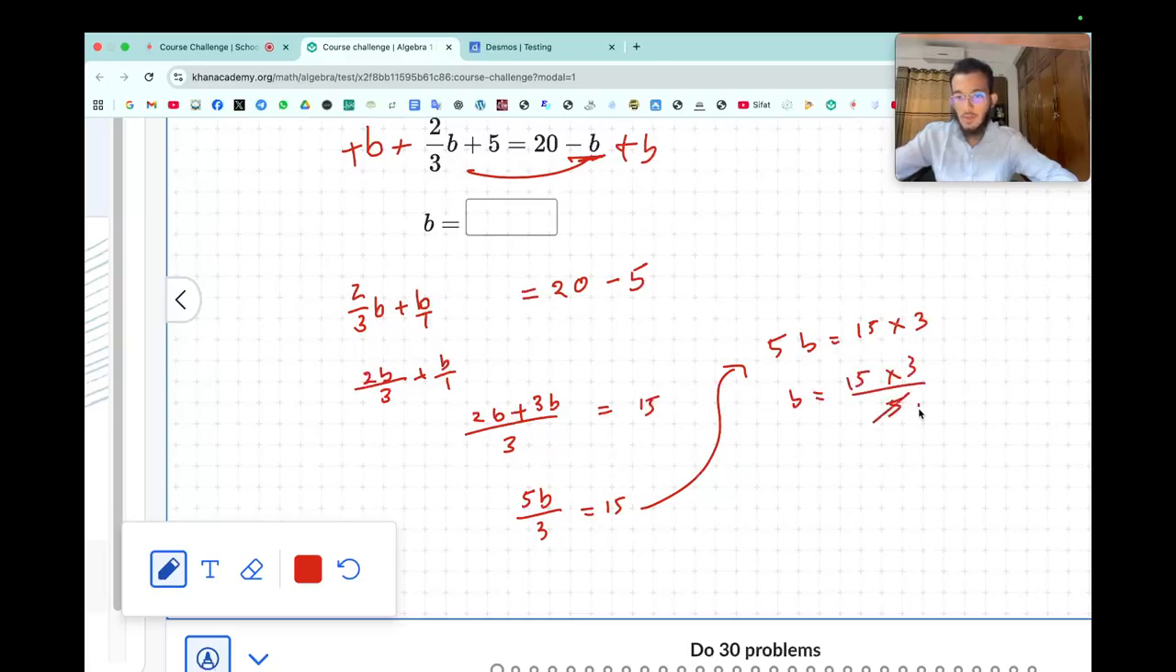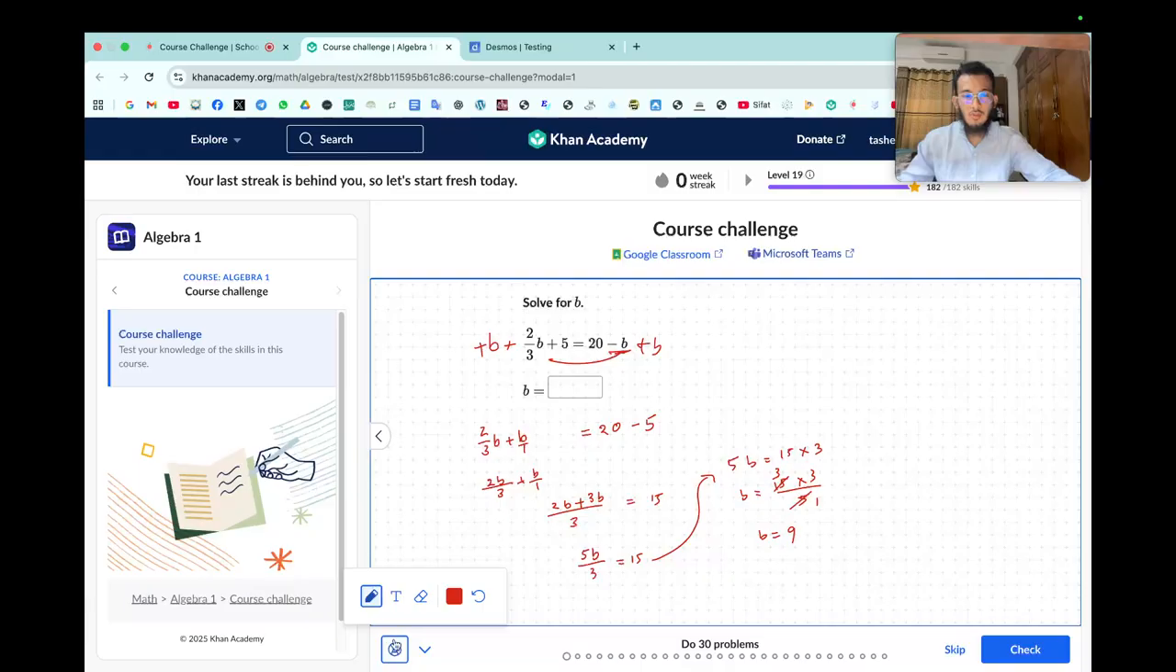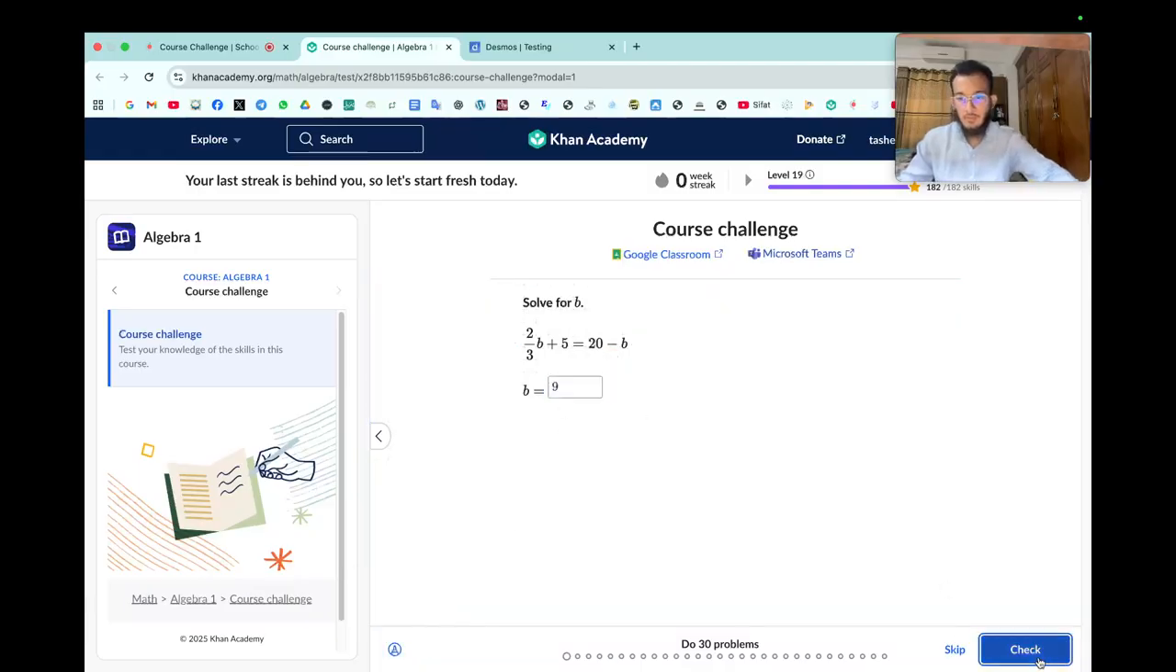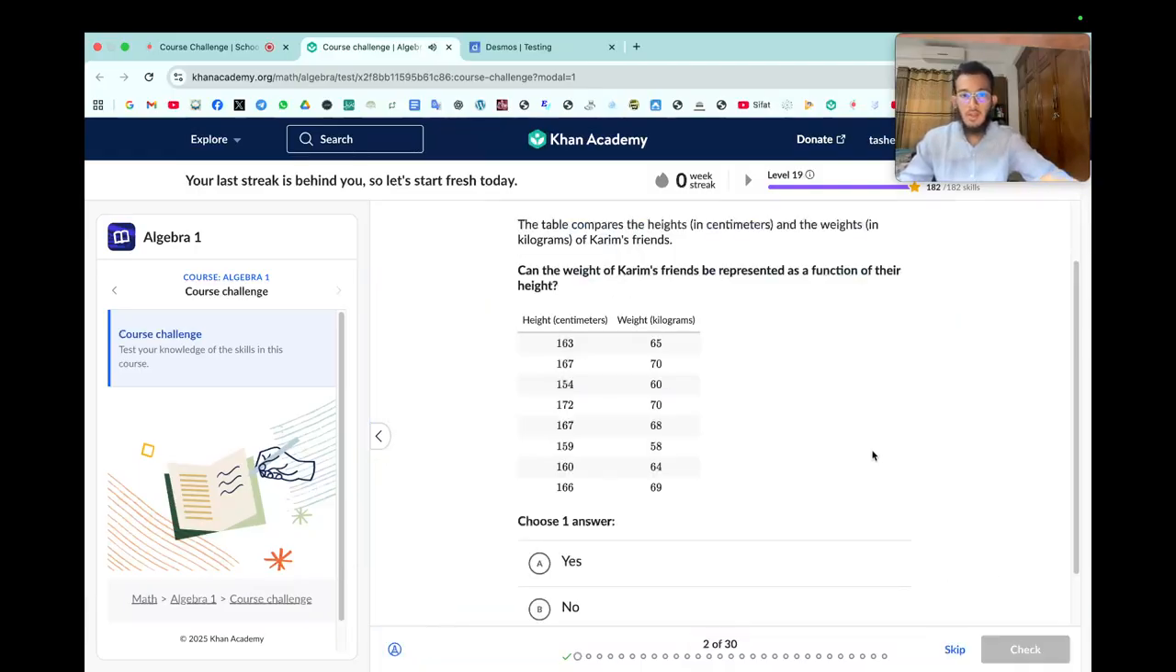So we can cross out 5 with 15 by 3 times. So b equals 3 times 3, which is 9. So our final answer should be 9. There we go. All right, for the next question.